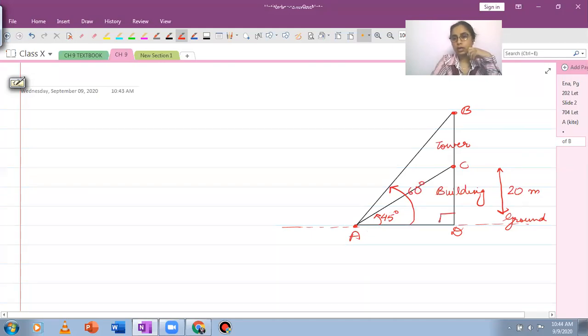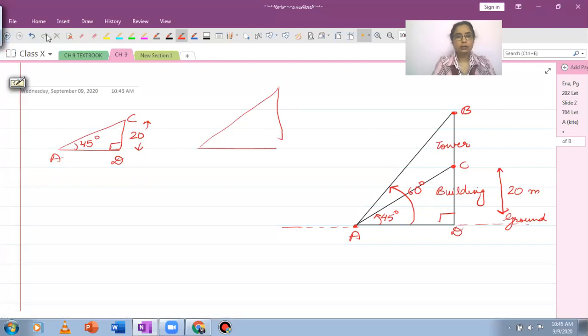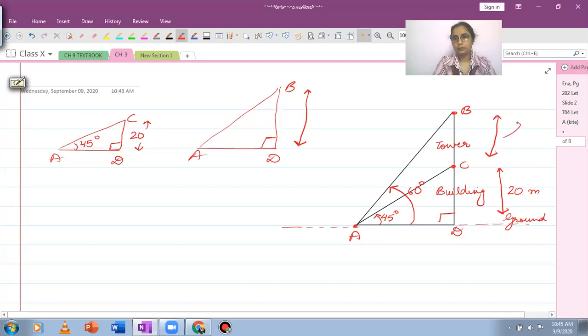Now, as you can see, there are two triangles which are formed here, two right triangles. One is ABC, in which we have this vertical side as 20, angle of elevation is 45 degrees. And then there is this larger triangle, ADB, in which the vertical height will be, if we take the tower's height as h, then this will be h plus 20. The angle is 60 degrees.